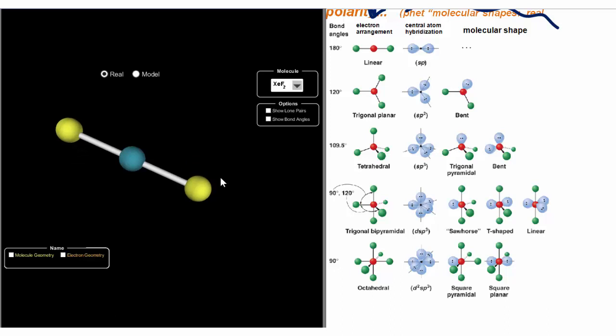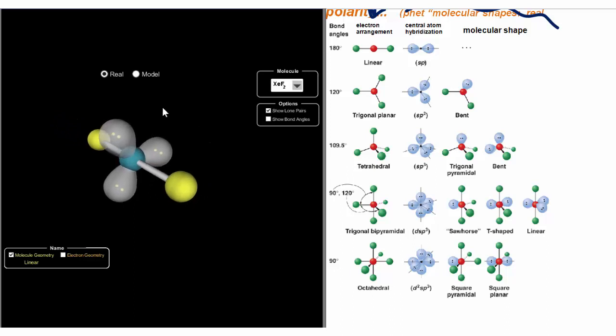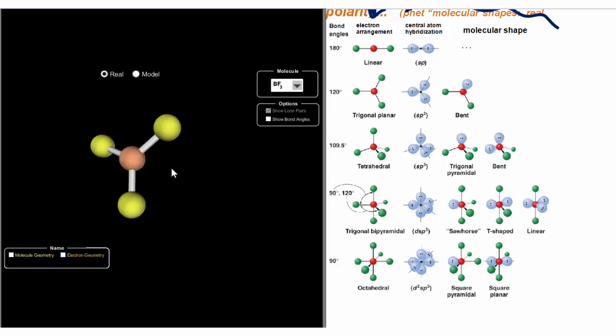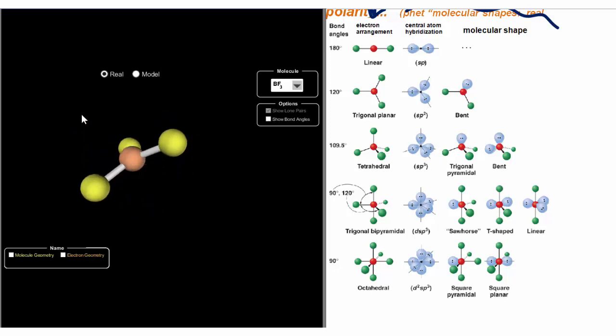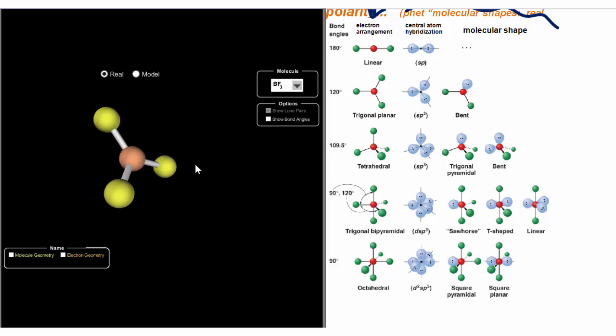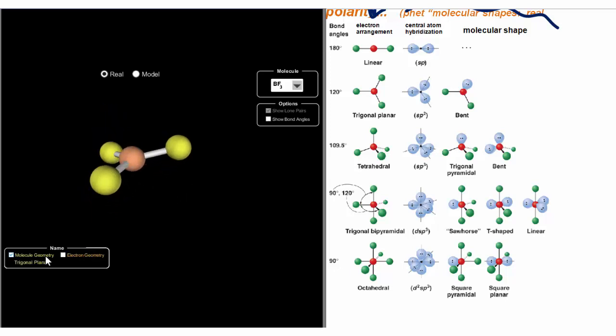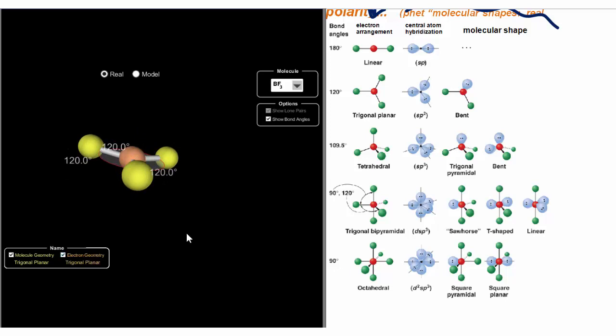Xenon difluoride. Definitely a linear molecule. What's the electron pair arrangement? Well, we need to know how many lone pairs there are. We've got 3 lone pairs and 2 surrounding atoms. Total is 5. So the electron geometry should be trigonal bipyramidal. Boron trifluoride. What's the molecular shape of this? Do you recognize it? Trigonal planar. Flat triangle. Its electron geometry? There are no lone pairs, so it's just trigonal planar.